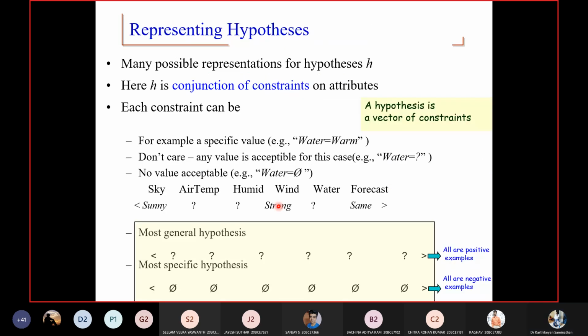Now, as I told you earlier, the general hypothesis is represented with a question mark, and the specific hypothesis is represented with a φ. The question mark is generally what we call a positive example. All positive examples are represented with the general hypothesis, and more specific examples, the specific hypothesis, are represented with the φ. Okay, so now this is a complete problem. We can discuss it later.